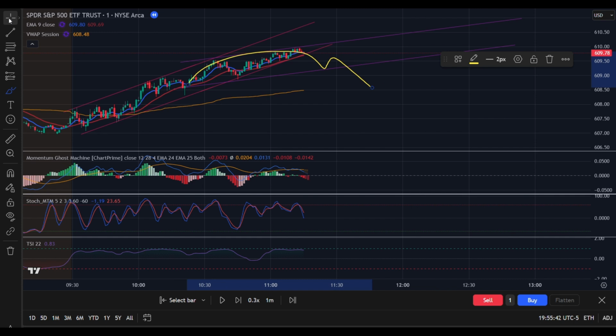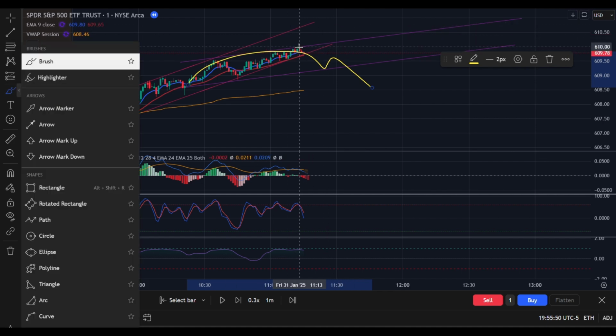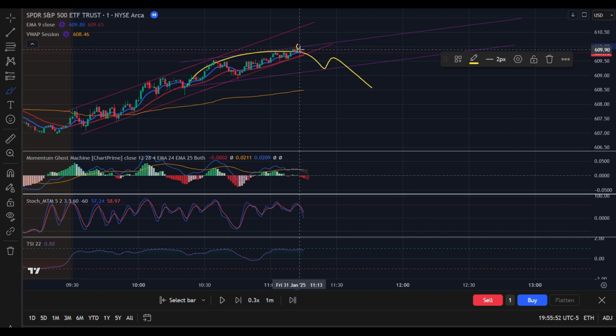So your best entries for a short, number one, is going to be, again, at the top. So best entries is going to be here for a short. It's going to be here on the break of this magenta line for a short. It's going to be on the break of this purple for a short.